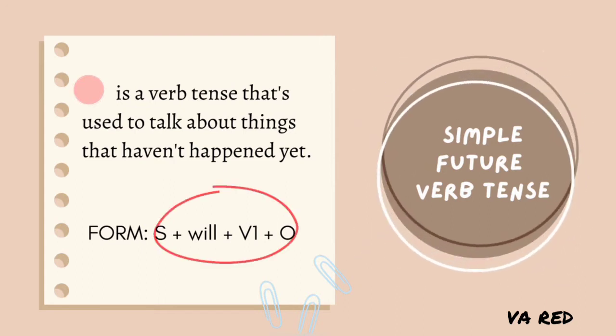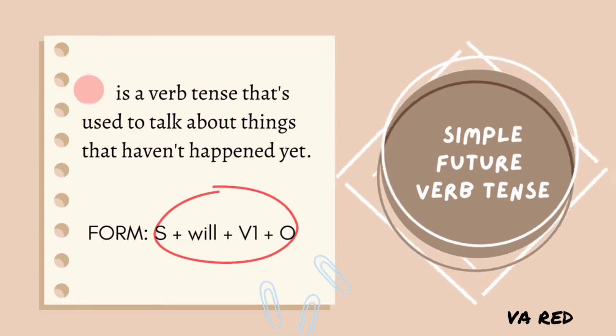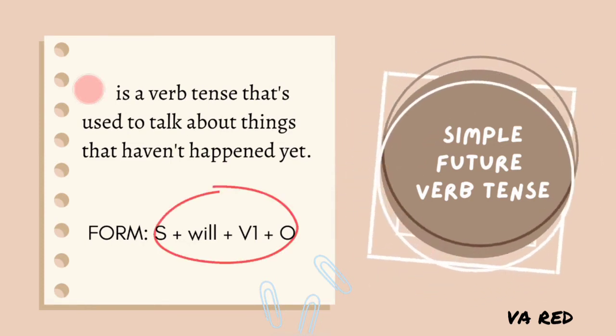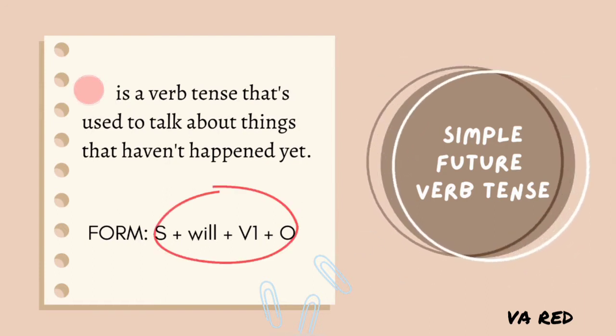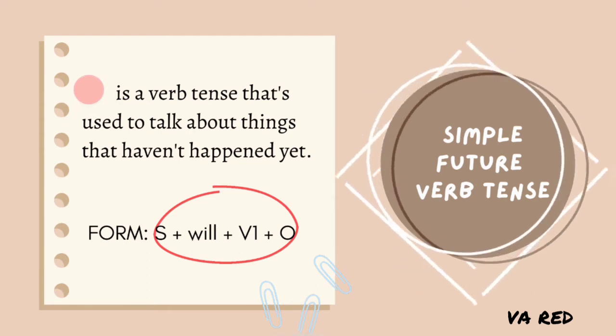Simple future verb tense is a verb tense that's used to talk about things that haven't happened yet. Ito yung mga bagay na hindi pa nagaganap. Formula for this is subject plus will plus verb in present tense form plus object.